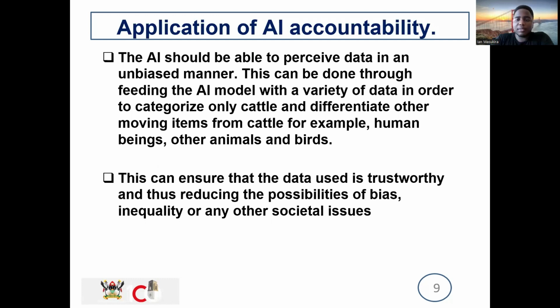The AI should be able to perceive in an unbiased manner. And in my case, the AI model is going to be fed with a variety of data in order to not only categorize the cattle into different breeds, but also to differentiate the cattle from other moving items, such as human beings, other animals, and birds. This can ensure that the data is trustworthy, and thus reduce the possibilities of bias, inequality, or other societal issues.